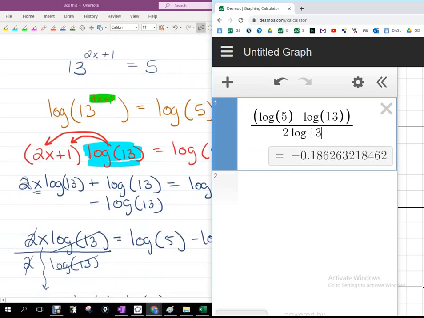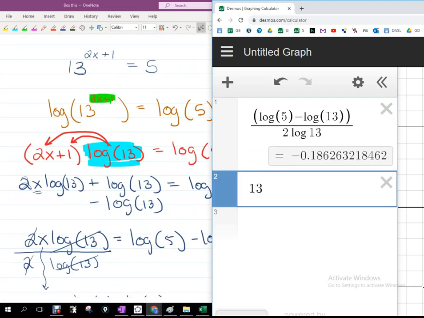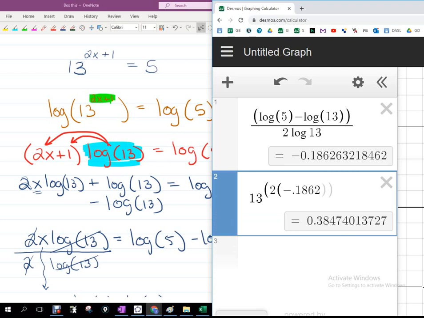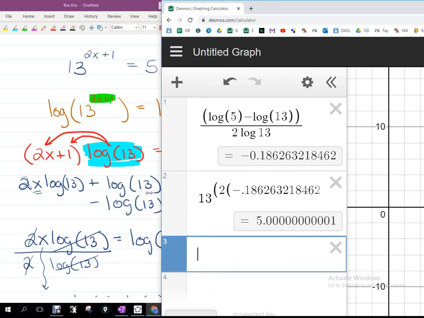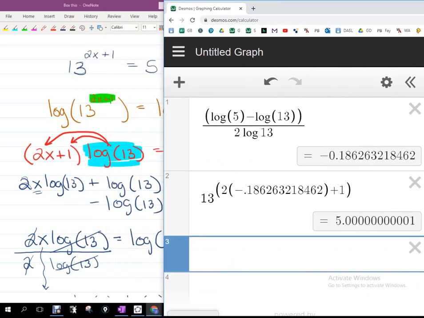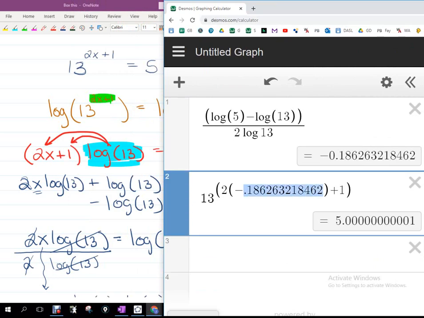So I just want to see if I raise 13 to the 2 times that number, negative 0.18626321846, plus 1, does it give me 5? Does that make sense? I took in my calculator 13 to the 2x plus 1, and x is just that number there, and it spits back 5 to me. So I do have the right value.